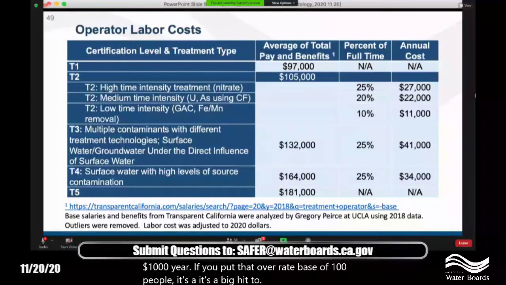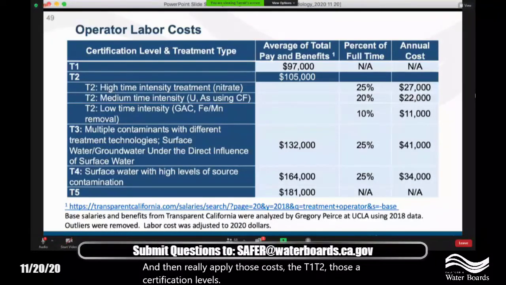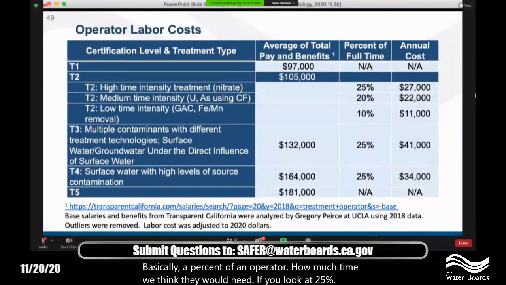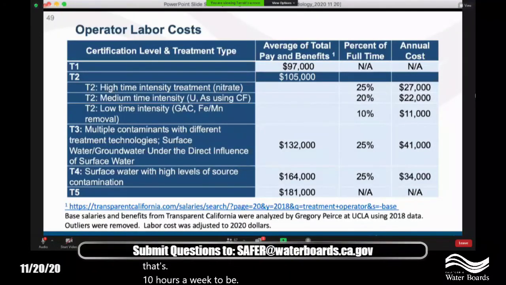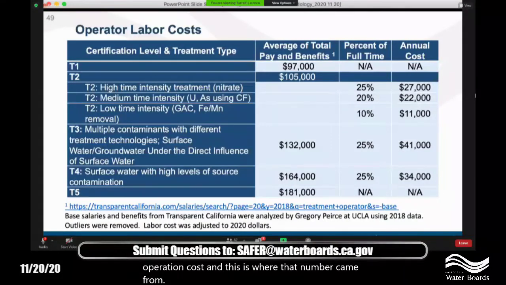So what we did was aggregate some costs. You can see the link below where we got those, and then we applied those costs. The T1, T2, those are the certification levels that you need. The higher the level, the more complex the system is. Then, based on our understanding of these treatment approaches, we assigned a percent of an operator, how much time we think they would need. If you look at 25%, that's 10 hours a week to be out there nurturing these systems, and then the resulting costs. So for each treatment approach, there is a designated operation cost, and this is where that number came from, querying the publicly available data and then proportioning that level of operator care based on the treatment approach.